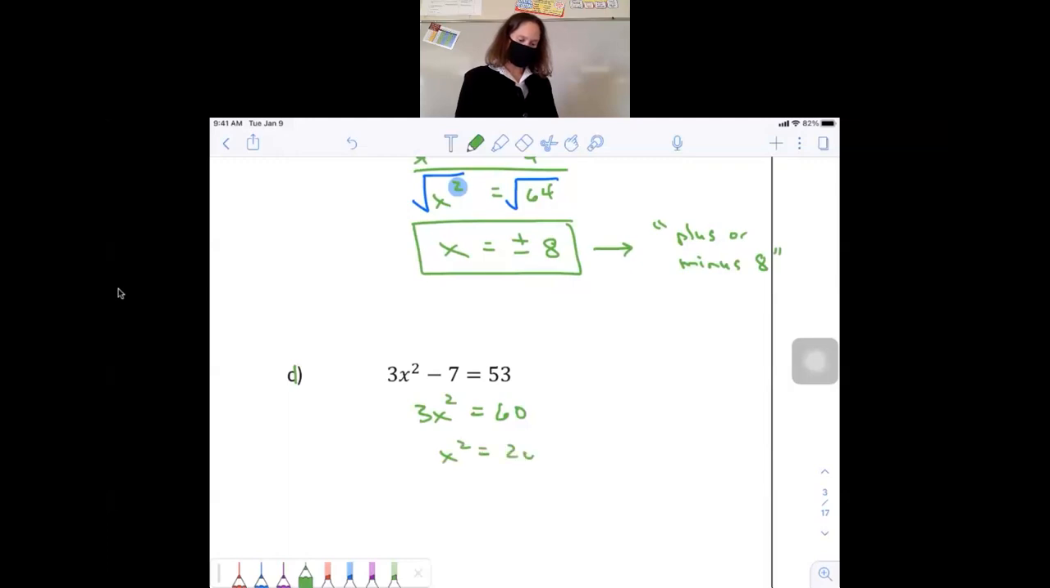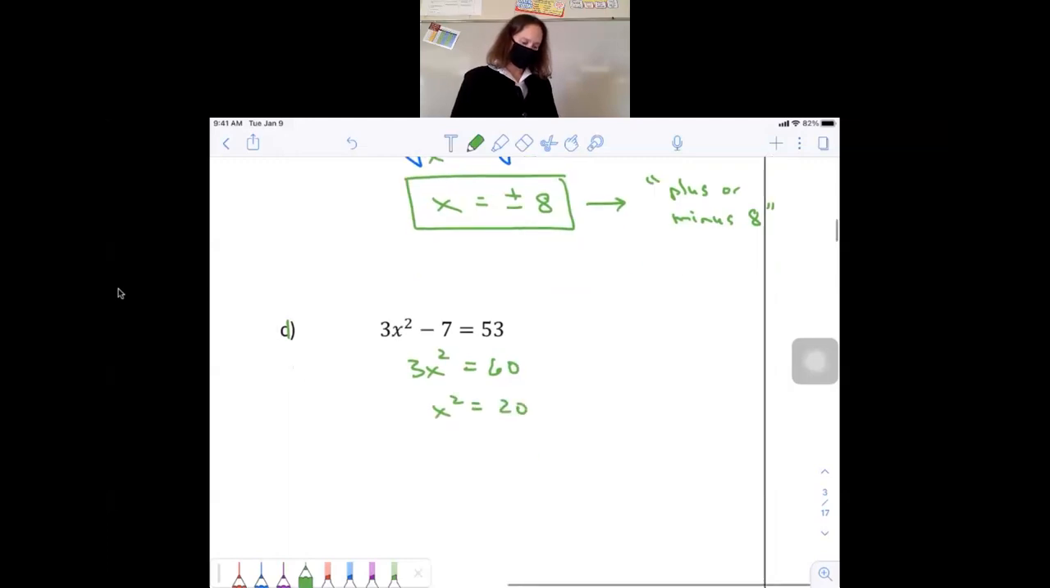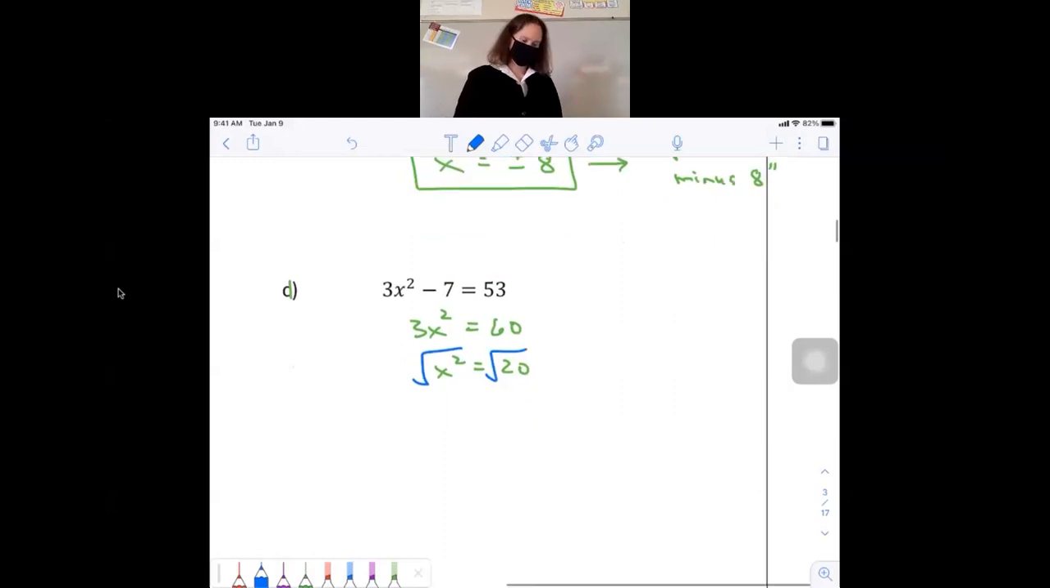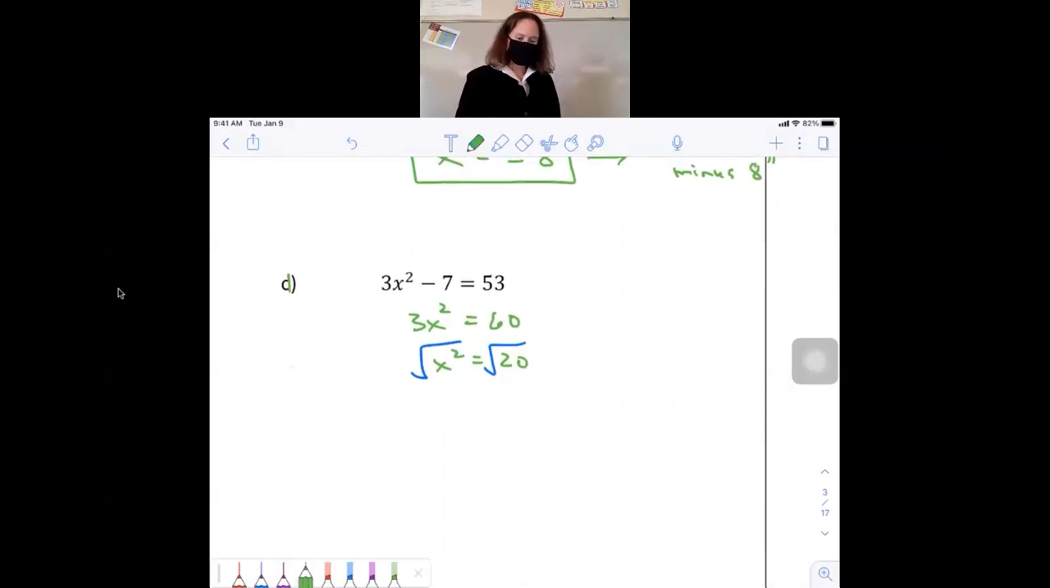Problem here, what everybody's losing it because why? When you go to isolate, we add 7. You get 60. Divide both sides by 3. You get 20. When you go to take the square root of both sides, oh no, 20 doesn't have a square root. Then you do the factor trees.